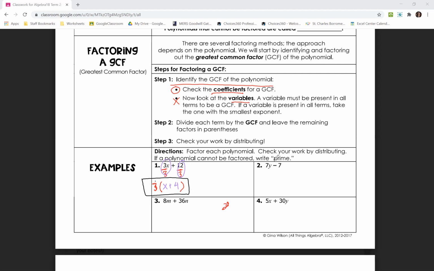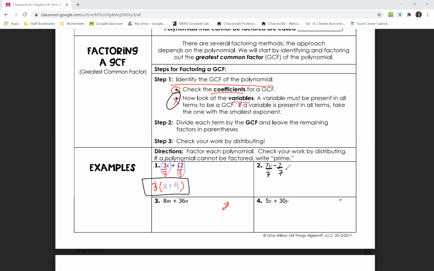So let's do another one. I'm going to ignore this part again because we don't need to do that yet, but we'll see that in some of our next ones. So let's look at the numbers. I have 7y and -7. What can I factor out of both terms? So I look at the numbers 7 and 7. What can I divide evenly into both? Well, I can divide a 7 out, right?